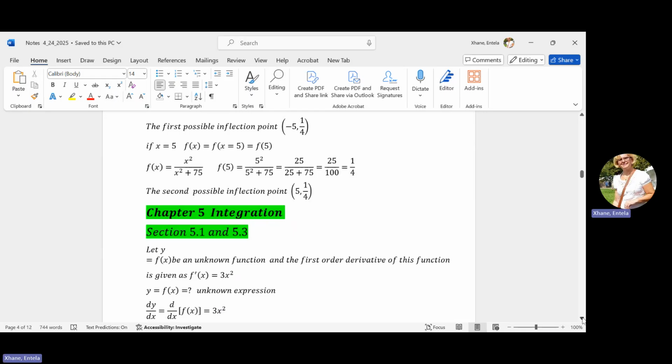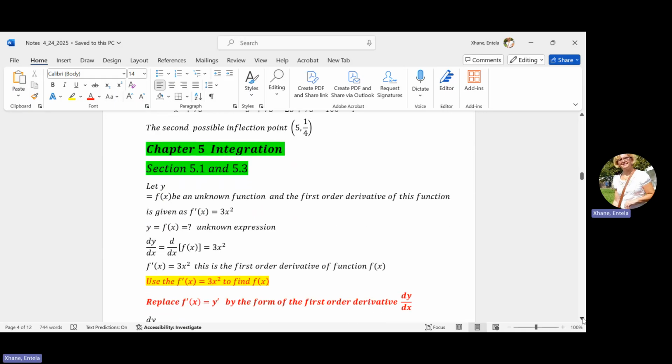Remember, we started calculus by working on two major applications of calculus. One was the application of the rate of change, and then the slope of the tangent line, that eventually led us to the first order derivative and differentiation as a process. Now we're going to focus on the second process of calculus, known as integration.